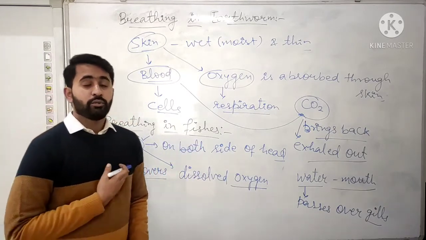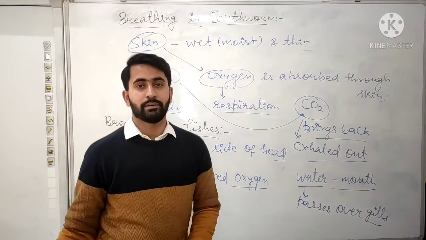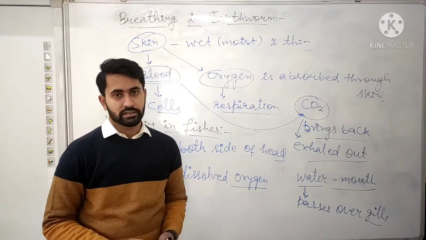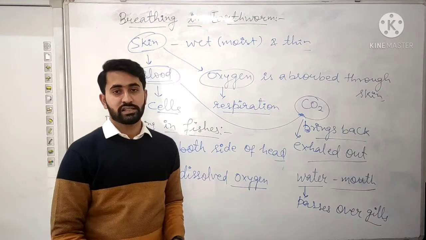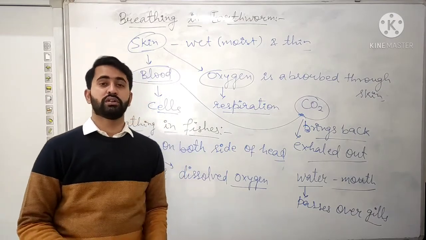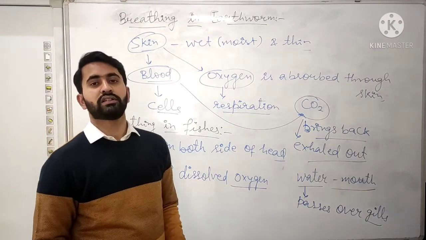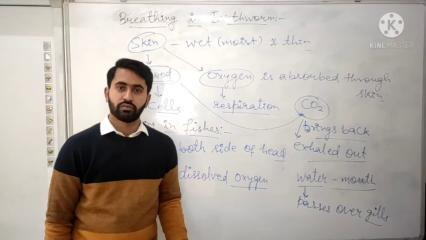Now, human beings and the other animals that live on land don't have gills. That's why we can't survive in the water, because we don't have gills. So our blood can't absorb the oxygen that is dissolved in the water.